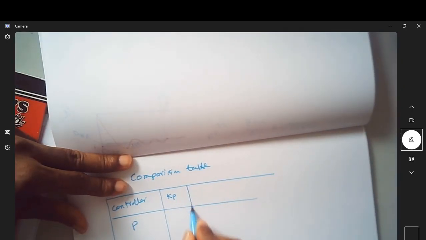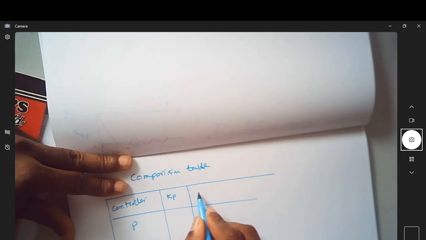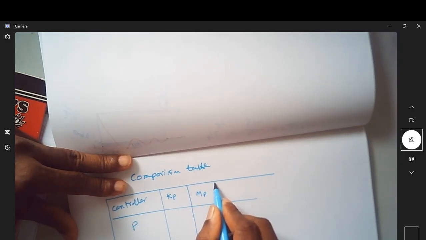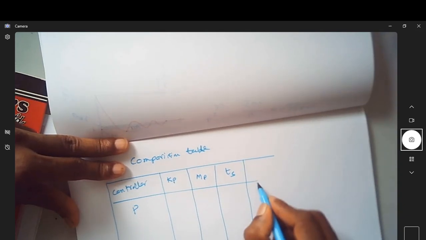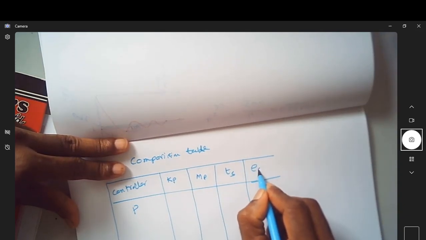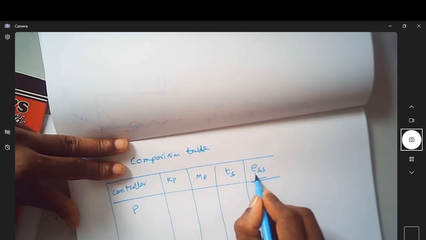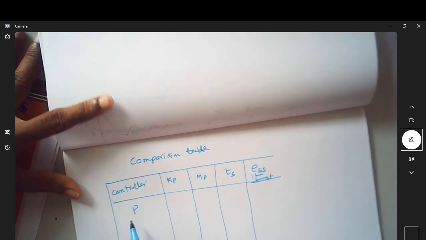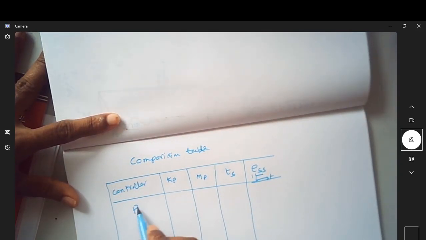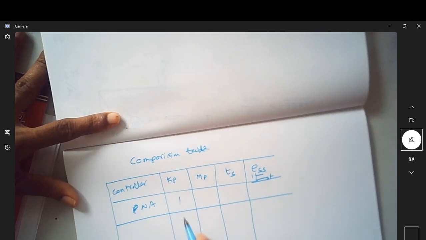Next, we are trying to find out what is the value of MP and what is the settling time, and also let us try to find out what is the steady state error if I apply a step input. So these are the parameters we are supposed to find out. First we are starting with, of course, no controller, so controller is not applied, so we don't have a value of Kp.